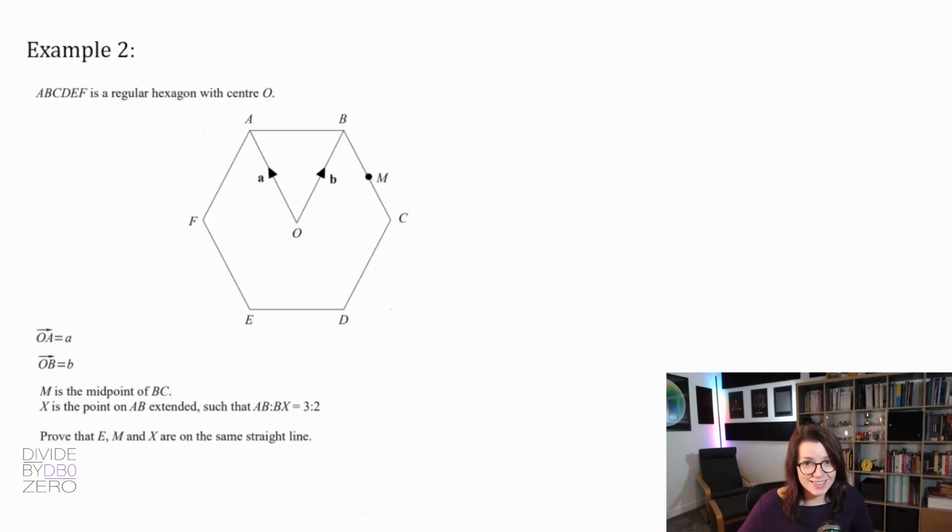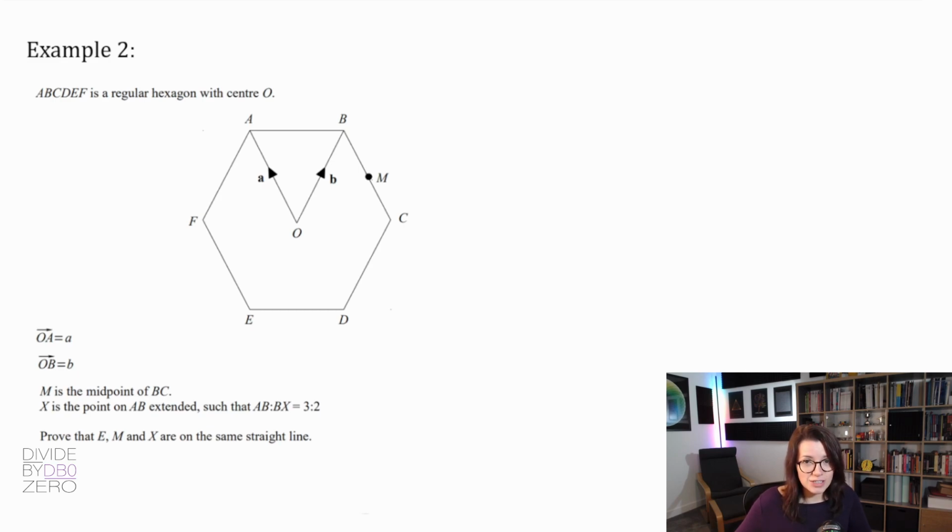Let's have a look at the next example. So for this example, we've got a regular hexagon and we're also told some vectors. So we've got OA is vector a, OB is vector b, M is the midpoint of BC, so directly in the middle, and X is the point on AB extended such that AB to BX is 3 to 2.